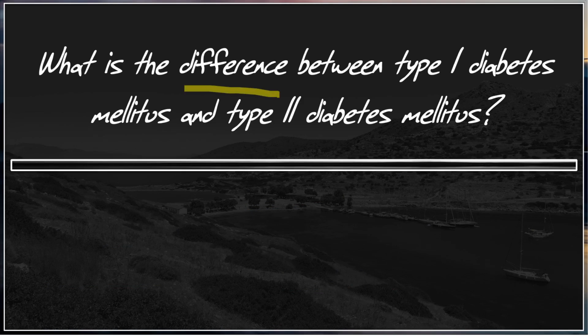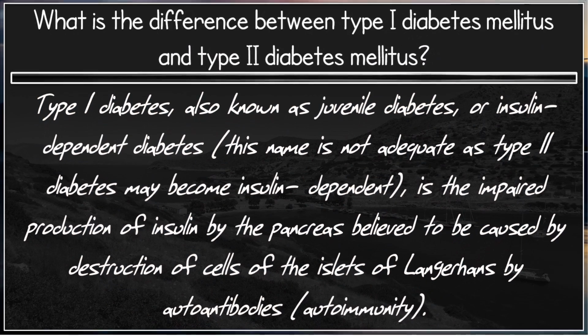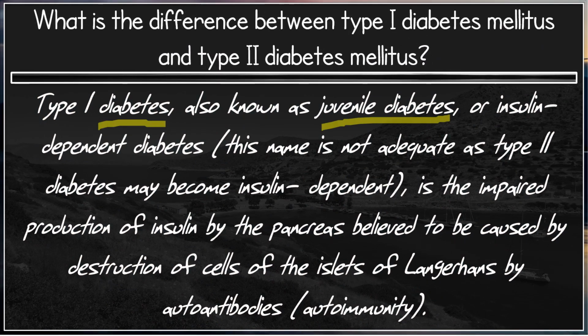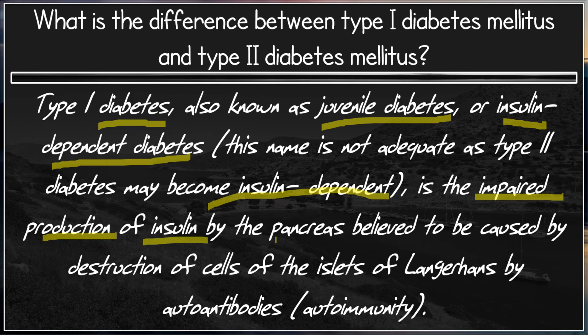What is the difference between type 1 diabetes mellitus and type 2 diabetes mellitus? Type 1 diabetes is also known as juvenile diabetes or insulin-dependent diabetes. This name is not adequate, since type 2 diabetes may also become insulin-dependent. Type 1 is the impaired production of insulin by the pancreas, believed to be caused by destruction of the cells of the islets of Langerhans by autoantibodies or autoimmunity.